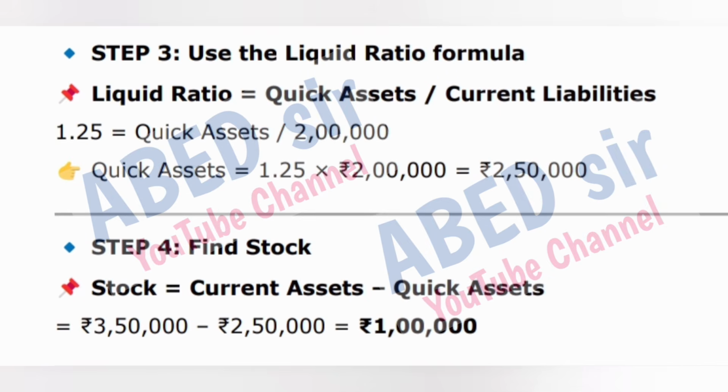Step 3. Use the liquid ratio formula. Liquid ratio is equal to quick assets divided by current liabilities. 1.25 is equal to quick assets divided by 2 lakhs. Quick assets is equal to 1.25 times 2 lakhs rupees is equal to 2,50,000 rupees. Step 4. Find stock. Stock is equal to current assets minus quick assets is equal to 3,50,000 rupees minus 2,50,000 rupees is equal to 1 lakh rupees.